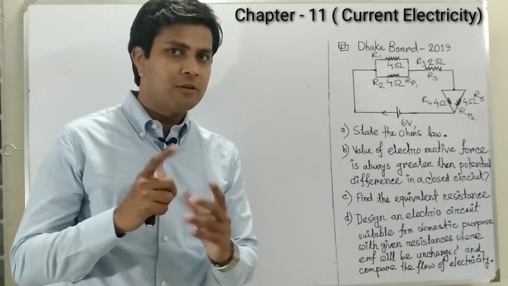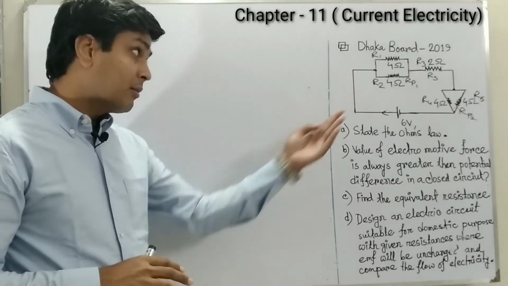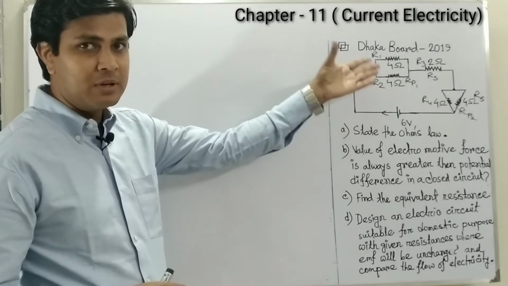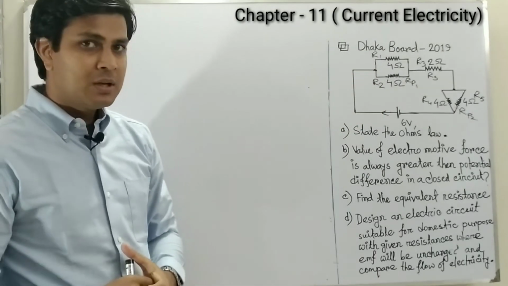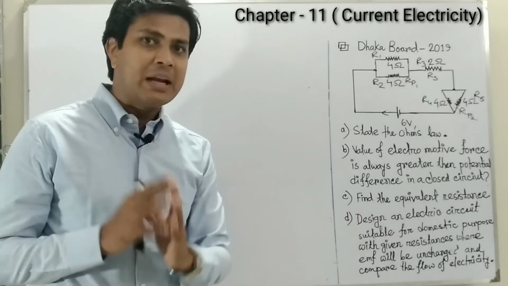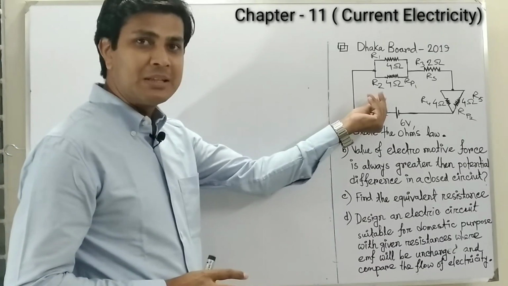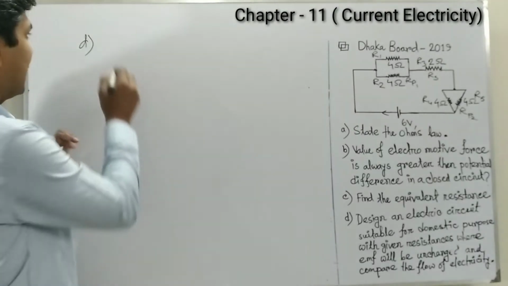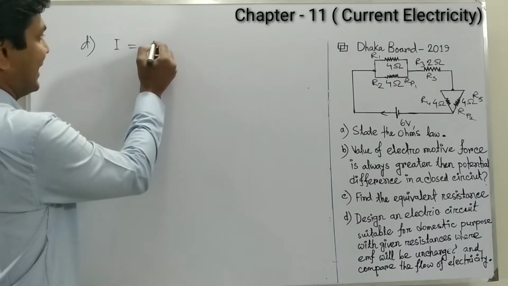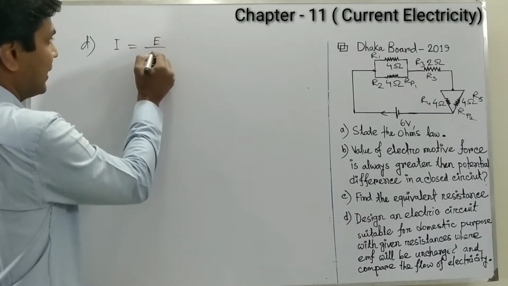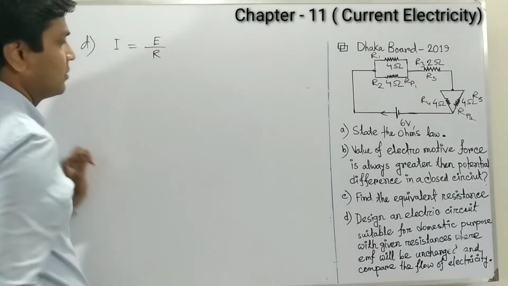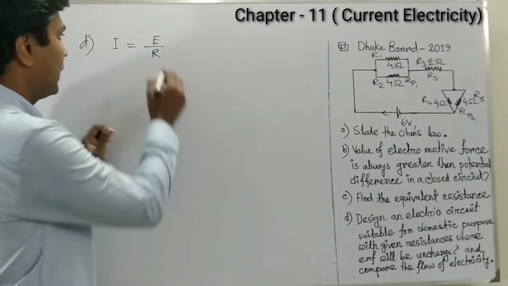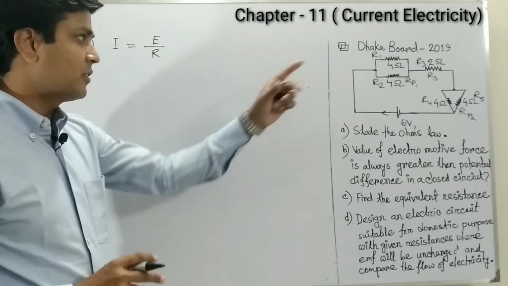We have to compare the flow of electricity for both cases, from the given circuit and when we arrange the resistance for domestic purpose. So first of all, we have to calculate the current for the formal circuit, the given circuit. So the current for the given circuit is I equal to E divided by R. Here E is the electromotive force, and R is the total equivalent resistance of the circuit.